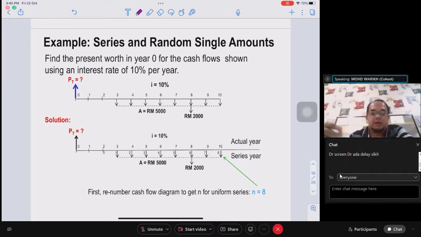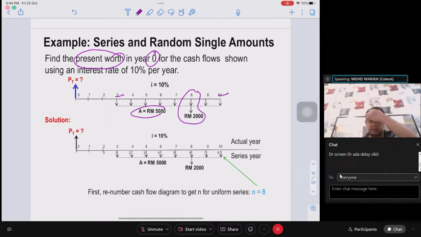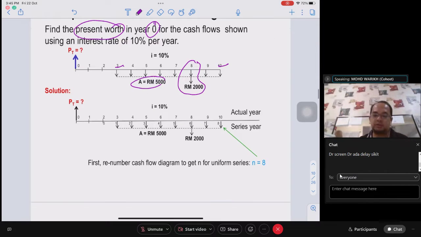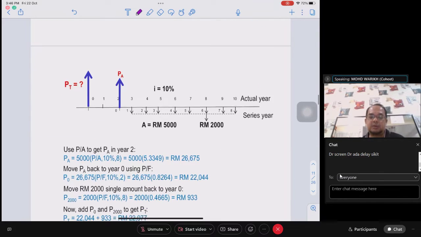Okay, find the present worth in year 0 for the cash flow shown, using an interest rate of 10% per year. We can say before, from year 3 until year 10 is 5,000 ringgit. But suddenly at year 8, they have some inflow, 2,000 ringgit. So how to calculate this one? Okay, so the solution here, we just renumber back because it is 8 years. Okay, same calculation.